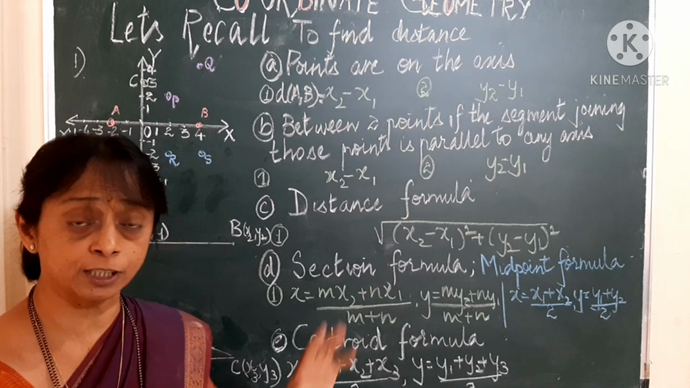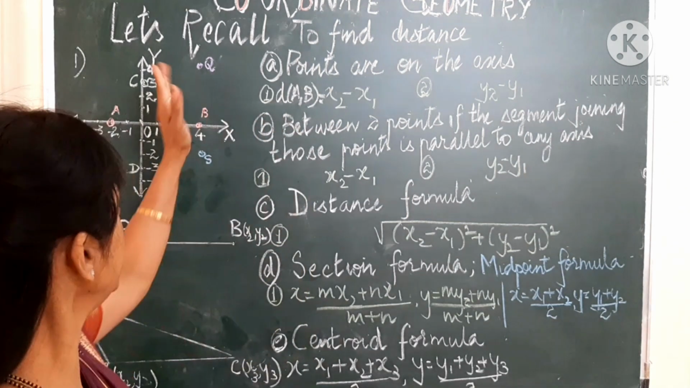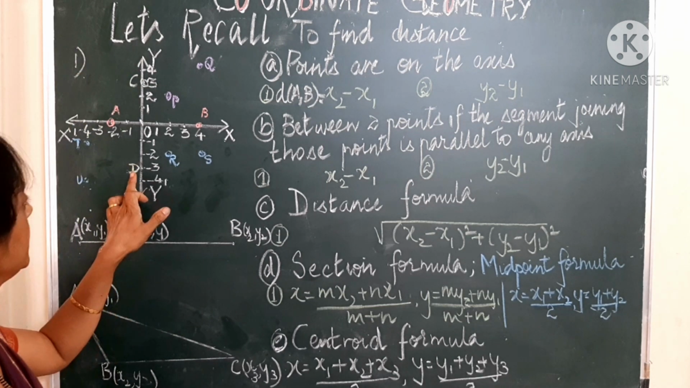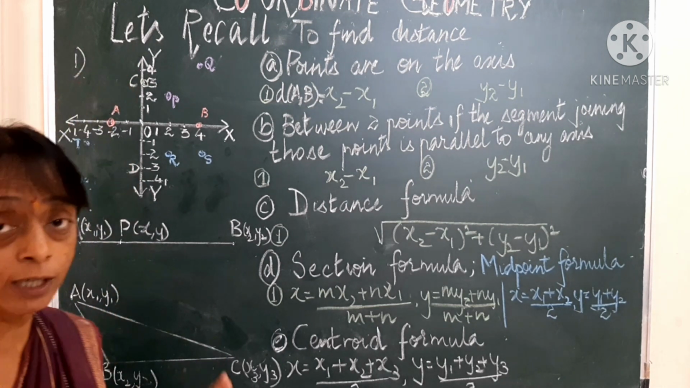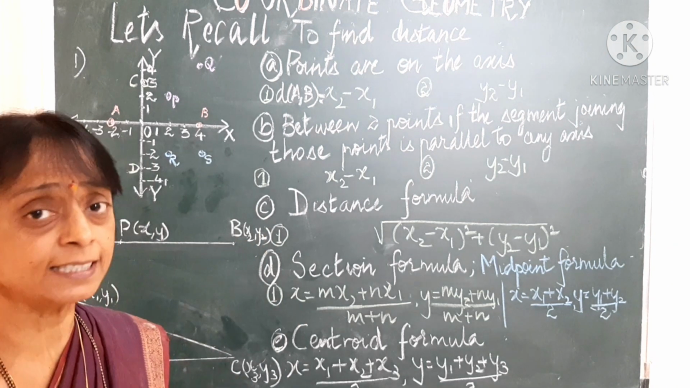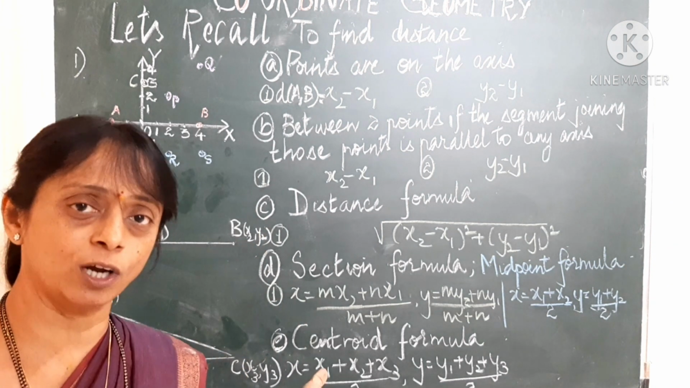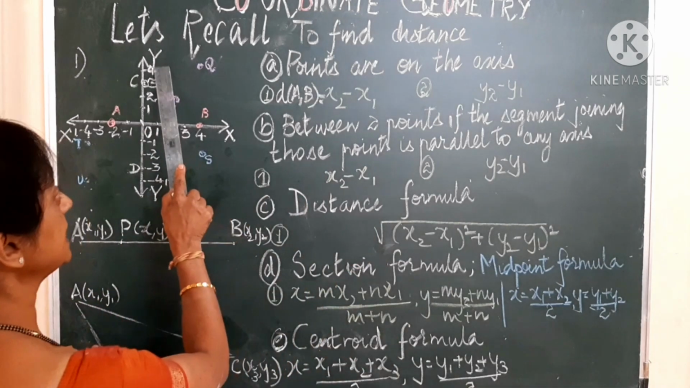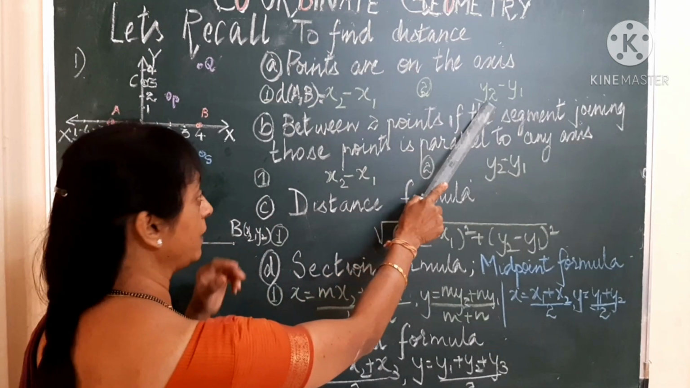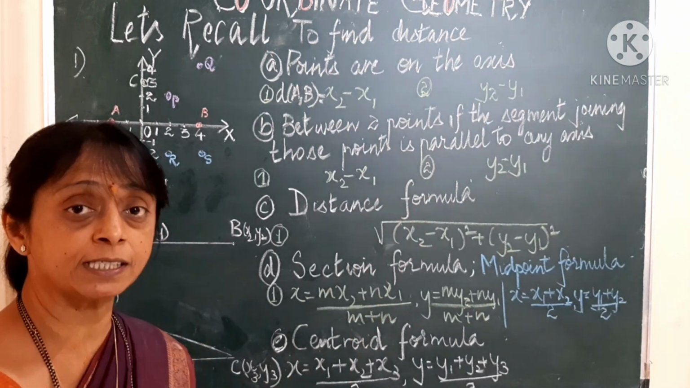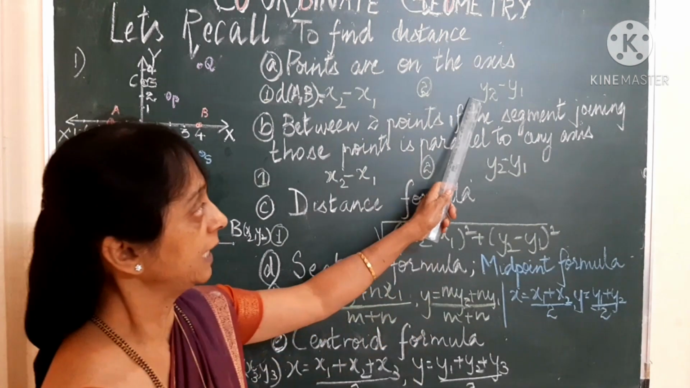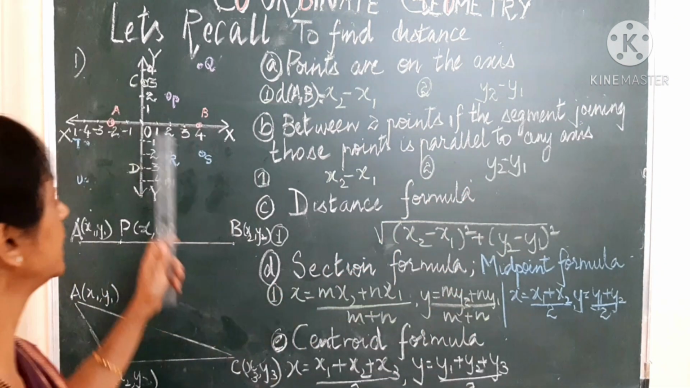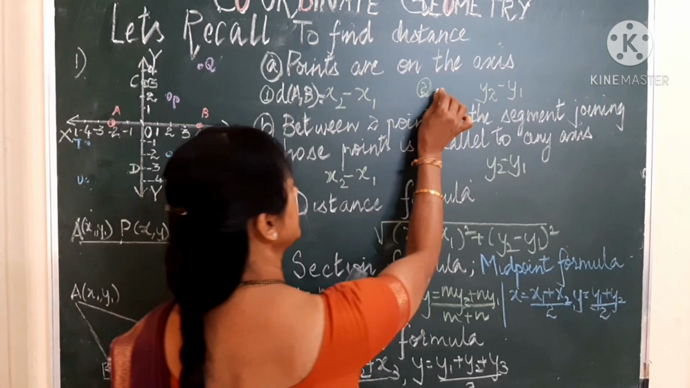What about the points that are lying on the y-axis? Let's see which they are. One point is C, the other point is D. As both the points are lying on the y-axis, definitely the x coordinate is 0. So how do we calculate distance CD? That is given by the difference between the y coordinates, that is, the larger y coordinate minus the smaller y coordinate will give us distance CD.